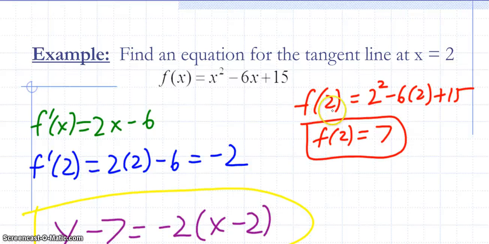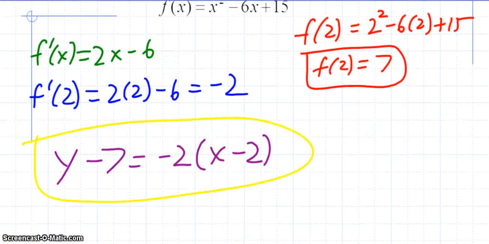Alright, so first I found f of 2, plug in 2 to the function, f of 2 is 7. The derivative, f prime of x, is 2x minus 6, f prime of 2 is 2 times 2 minus 6, which is negative 2. Therefore, my equation of the tangent line is y minus 7 equals negative 2 times the quantity x minus 2.